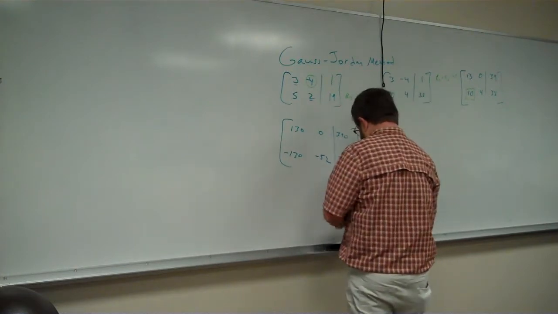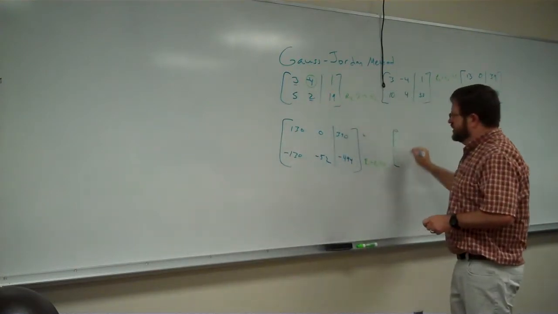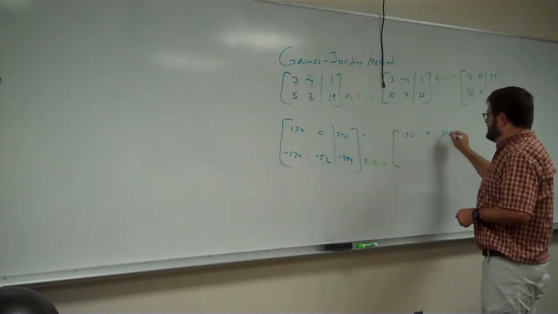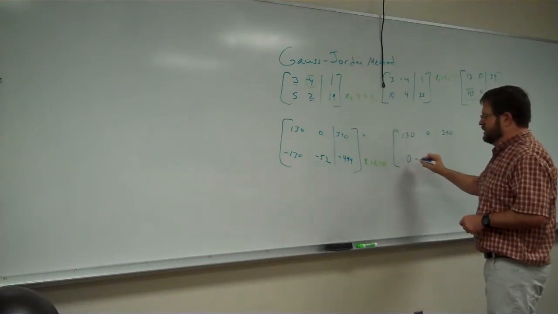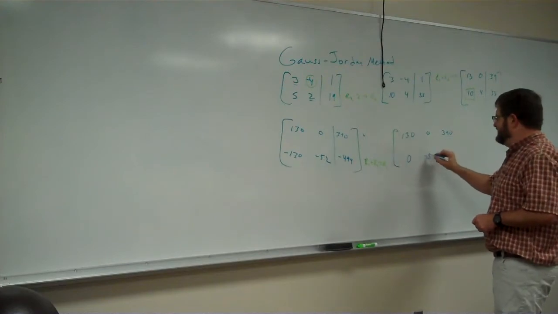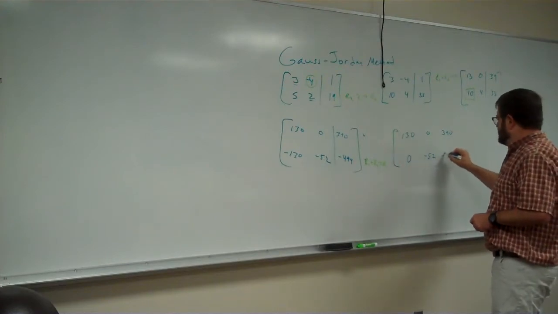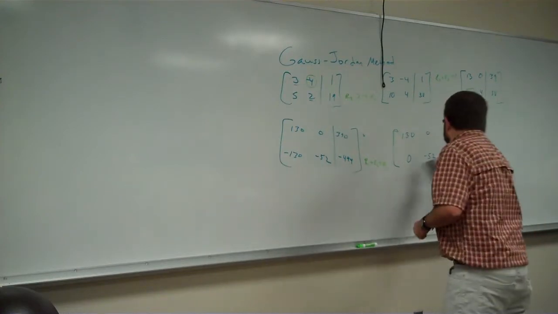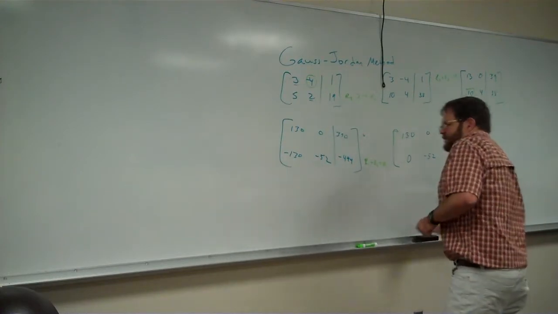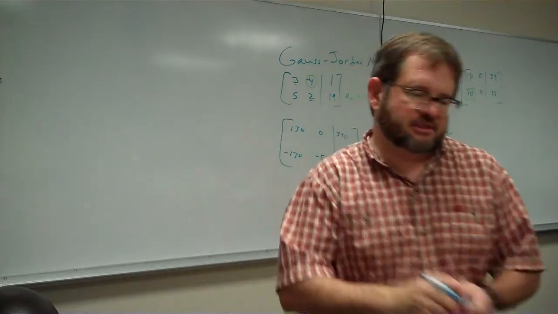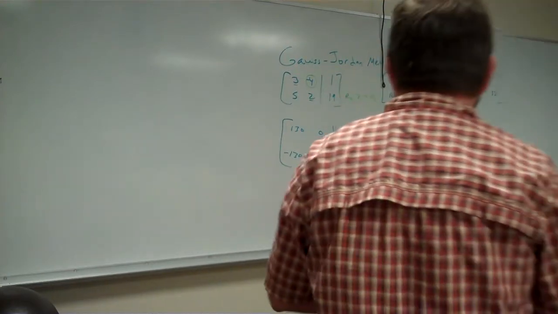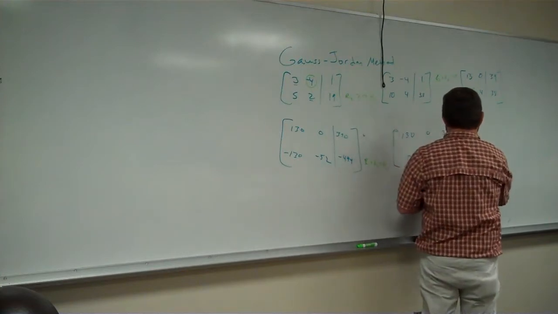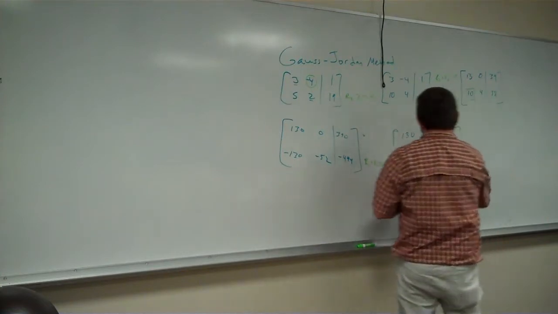So, whoops, let's switch this over here. So 130, 0, 390, 0, negative 52, negative 400. Oh, wait, I got a problem here. Row 2 plus that one. What's... It's 104. Is it 104? Okay, 104. Oh, negative 104. Negative 104. All right.